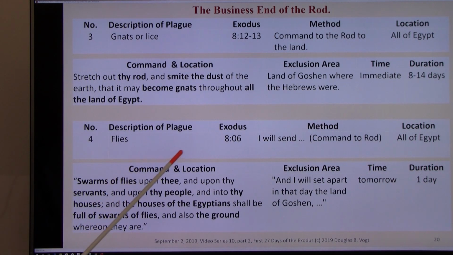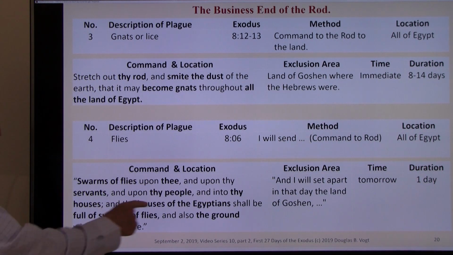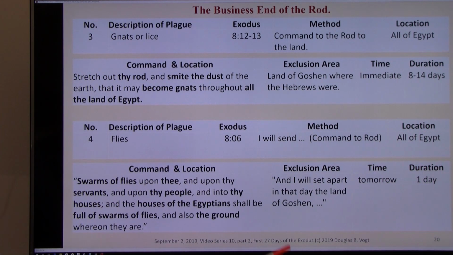Number 4, flies, same thing. Will send command to the rod, all of Egypt. Swarms of flies upon thee, upon thy servants, upon thy people, and the houses of the Egyptians shall be full of swarms of flies, and also the ground whereon they are. And notice it tells you all the places the flies are going to be. Again, doesn't happen in Goshen. Time, tomorrow. Duration, 1 day.